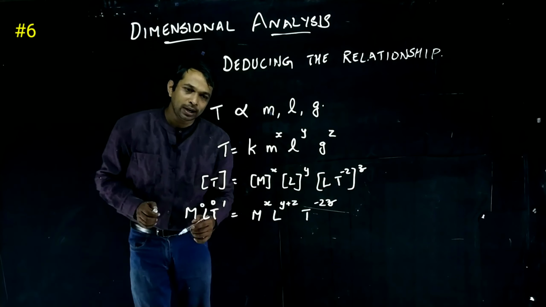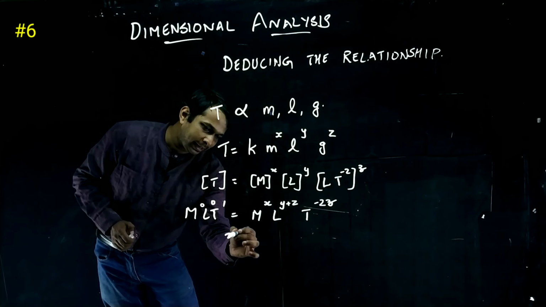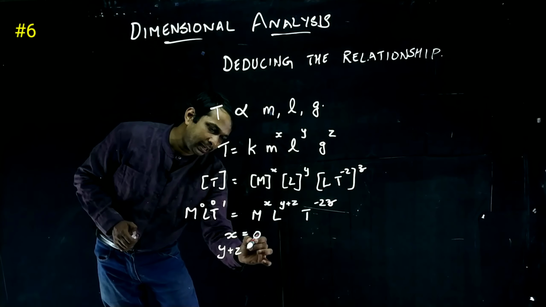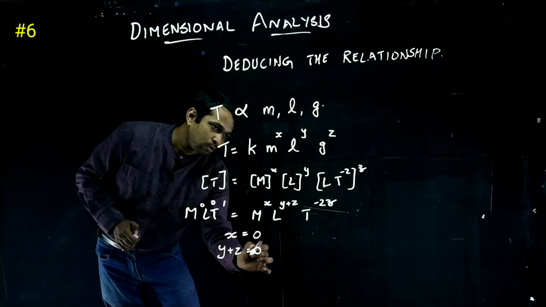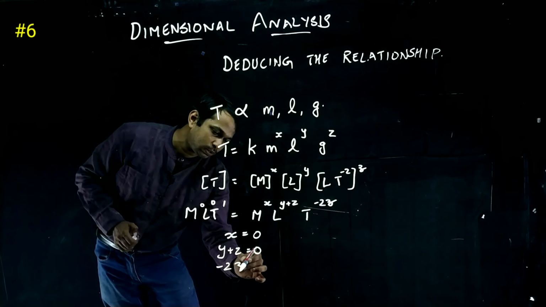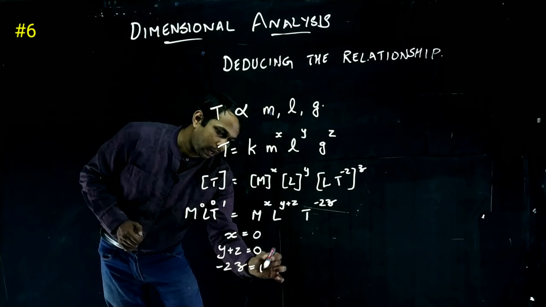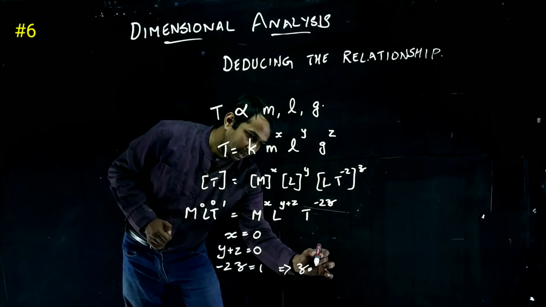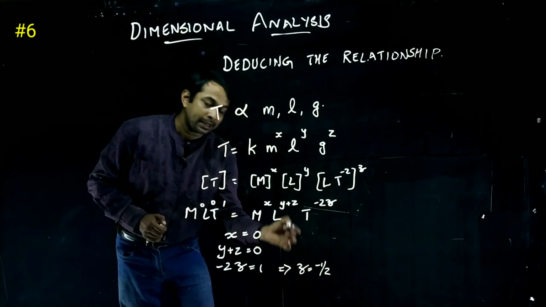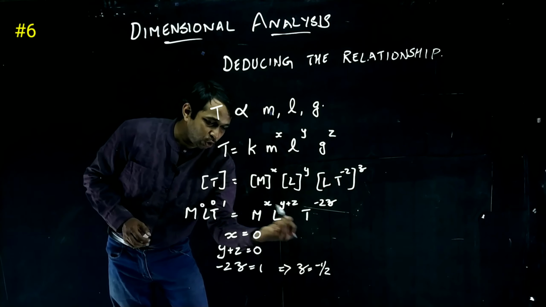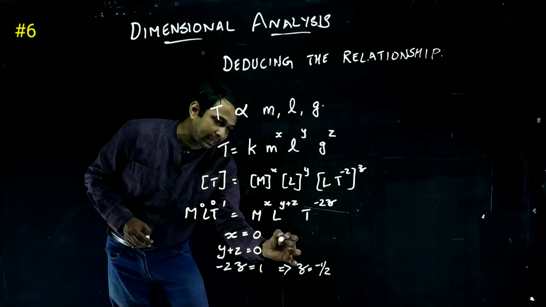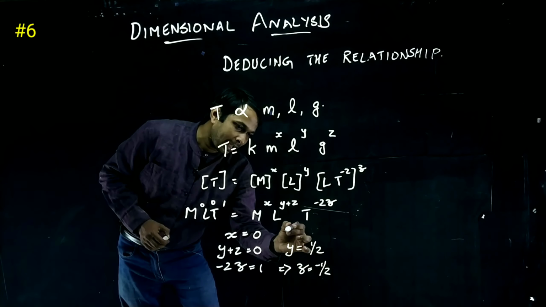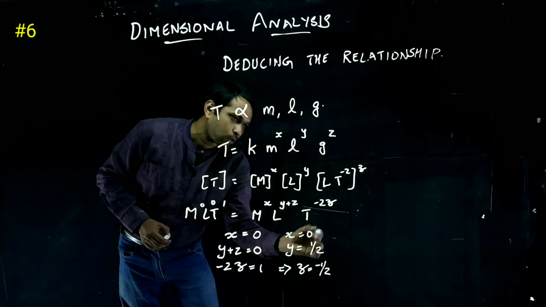Now just equate these two, where we will get x equal to 0, y plus z is equal to 0 and minus 2z equal to 1, which gives z is equal to minus 1 by 2. Substituting this z is equal to minus 1 by 2 in the second one, we will get y is equal to 1 by 2 and x is 0.